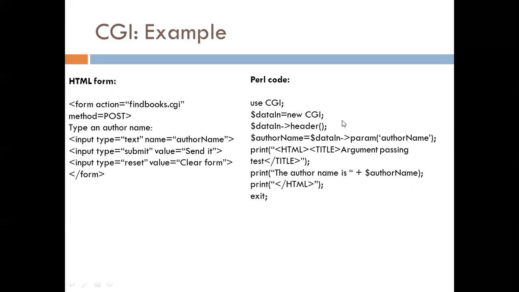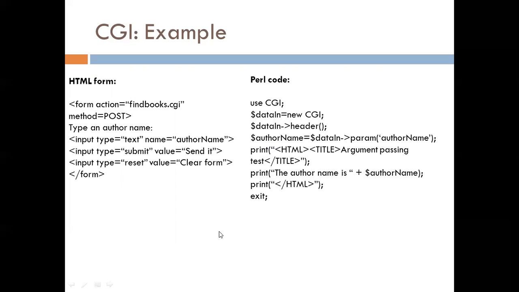So the author name is extracted. Then we can print some statements. Here is another HTML page, with an HTML tag, title, argument passing test. Close the title tag. And then another statement we can write: author name is dollar author name. Dollar author name means this one. For all variables in Perl programming or PHP programming, the variables are prefixed with this particular dollar symbol.